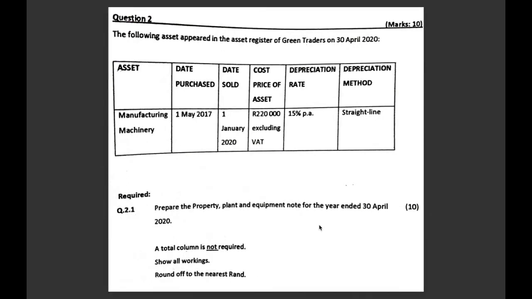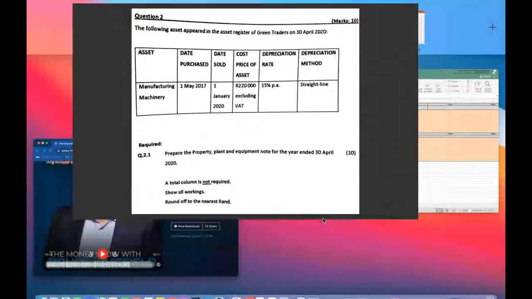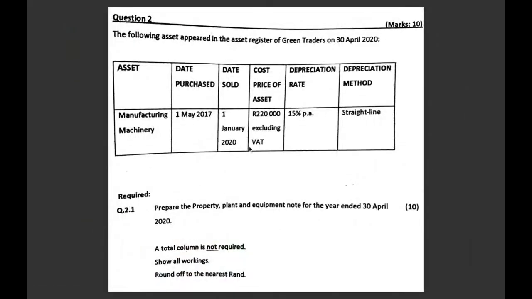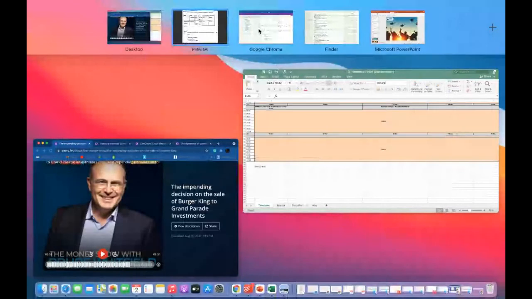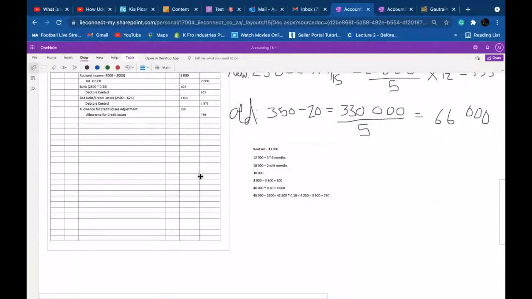They were dealing with property, plant, and equipment. Anyway, manufacturing machinery. We purchased the machinery 1 May 2017. Remember here, we're doing it for 30 April 2020, so you want to do your timelines if you want to get this right. And we sold it 1 January 2020. Here, 220,000 excluding VAT. That makes our life easier. We're doing straight line, which also makes our life easier. And the depreciation rate is 15%. Let me quickly do the timeline there, and then we will get started.